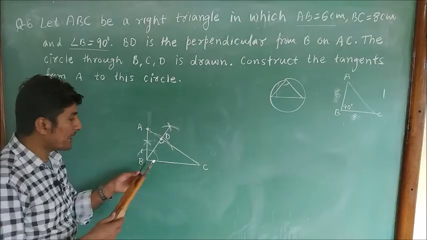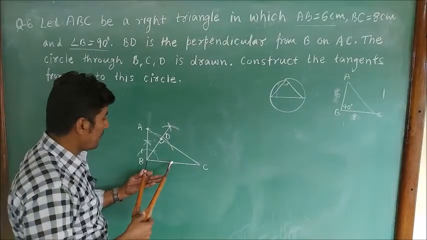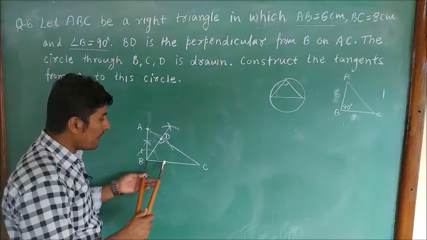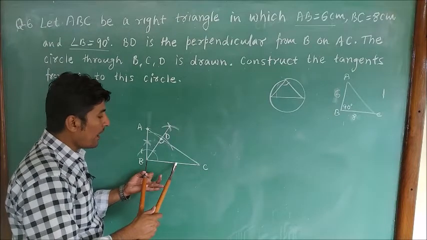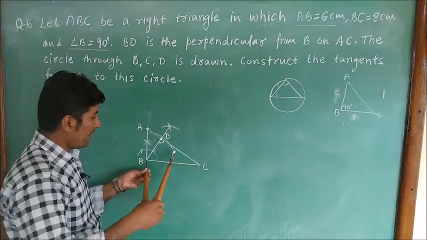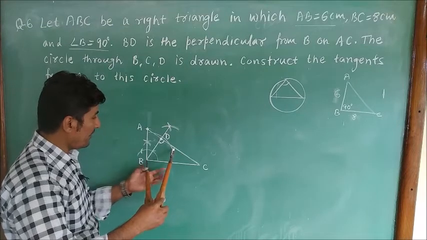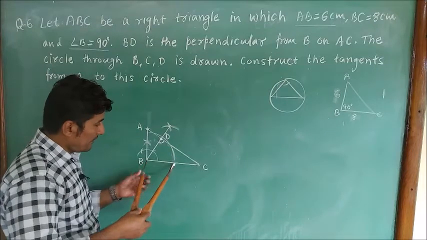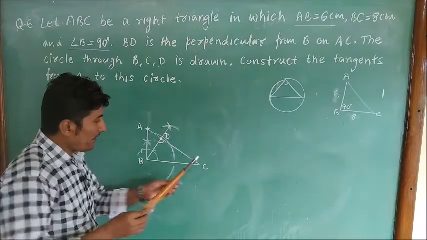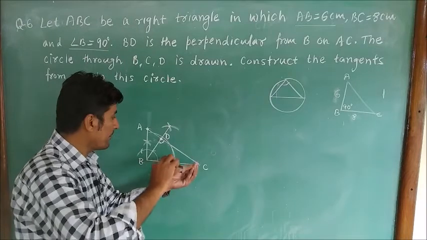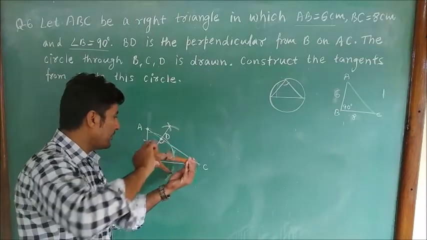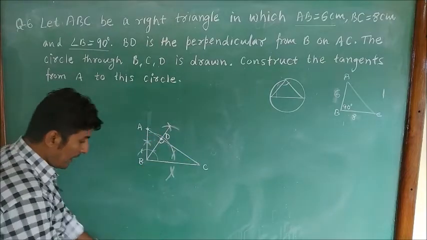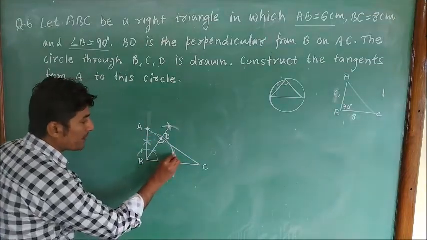How to bisect BC? We will take more than half of BC. More than half of BC is this much. So we will take the arc more than half of BC, and one arc we are going to draw here. Second arc we are going to draw here. Now for the same measurement, we are intersecting on these two arcs. After that, we have to join these two points.